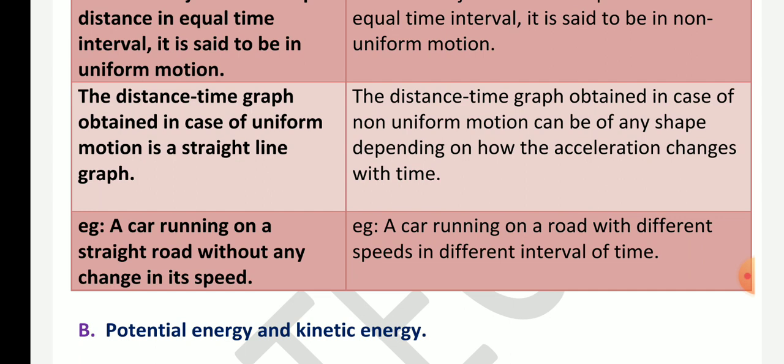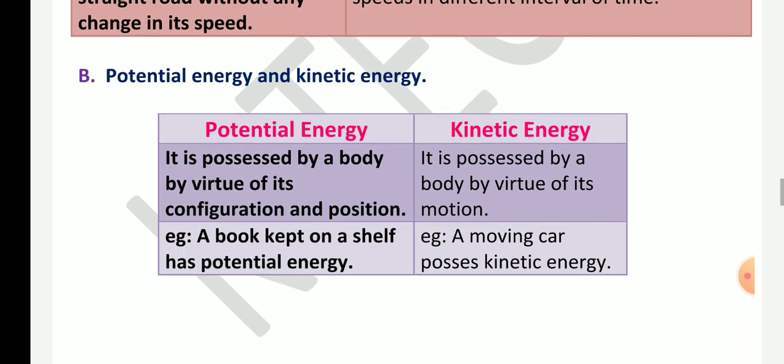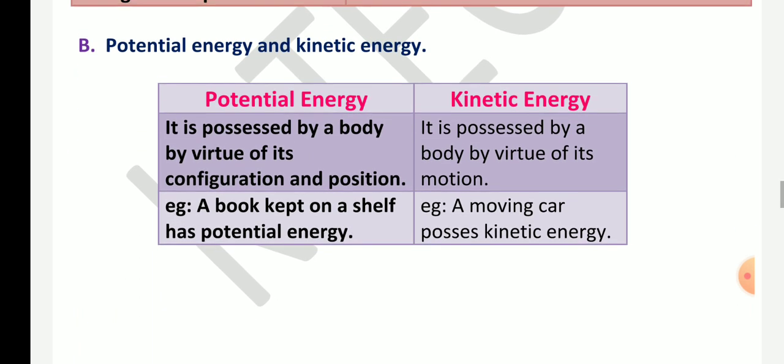with time. Okay? Now, example of uniform motion is a car running on a straight road without any change in its speed. An example of non-uniform motion is a car running on a road with different speeds in different time intervals. Okay, children? Got it? Let's see the second, potential energy and kinetic energy.